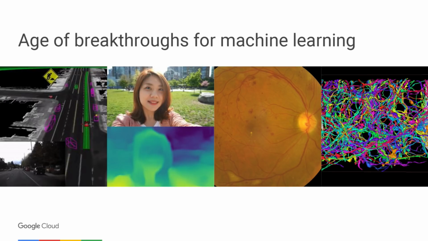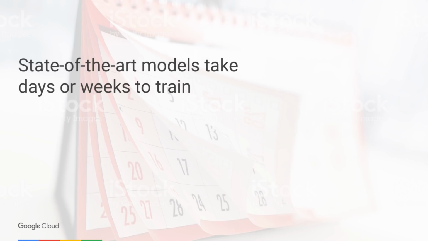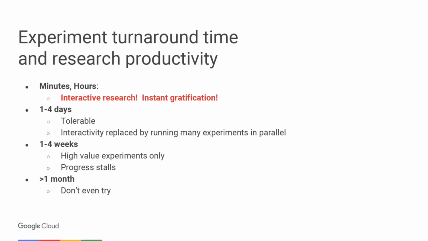So in general, this is just a brief sampling of an age of breakthroughs for machine learning. What we want to highlight here today is a crucial challenge that underlies all these different problem domains: these state-of-the-art machine learning models currently take days or even weeks to train to the highest possible accuracy. If it takes you weeks to run a single experiment or train a single model, you often will focus only on the highest value experiments. You'll be more conservative in what you try, and you may not discover that next breakthrough technique that's really going to transform your business.